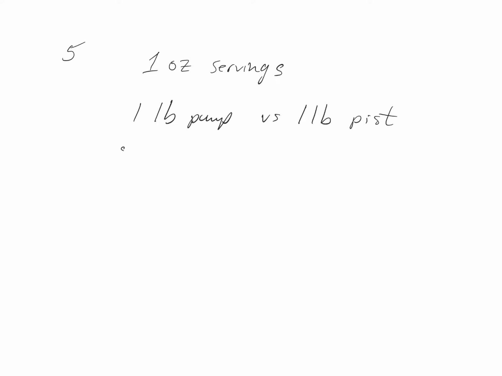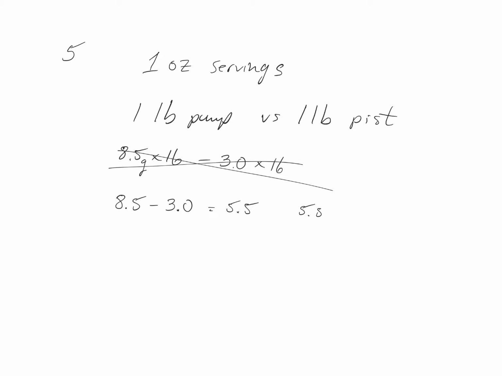So what we could do is go 8.5 grams, and then multiply that by 16 ounces, and then subtract 3.0 multiplied by 16 and get a number, and then we could actually do the subtraction. But that's actually the slower way to do it. So similar to a question that we just had, it makes more sense to go like this. The difference between 8.5 grams and 3 grams is going to be 5.5 grams. And so we're going to take 5.5 grams, and we're going to multiply that by 16 ounces.